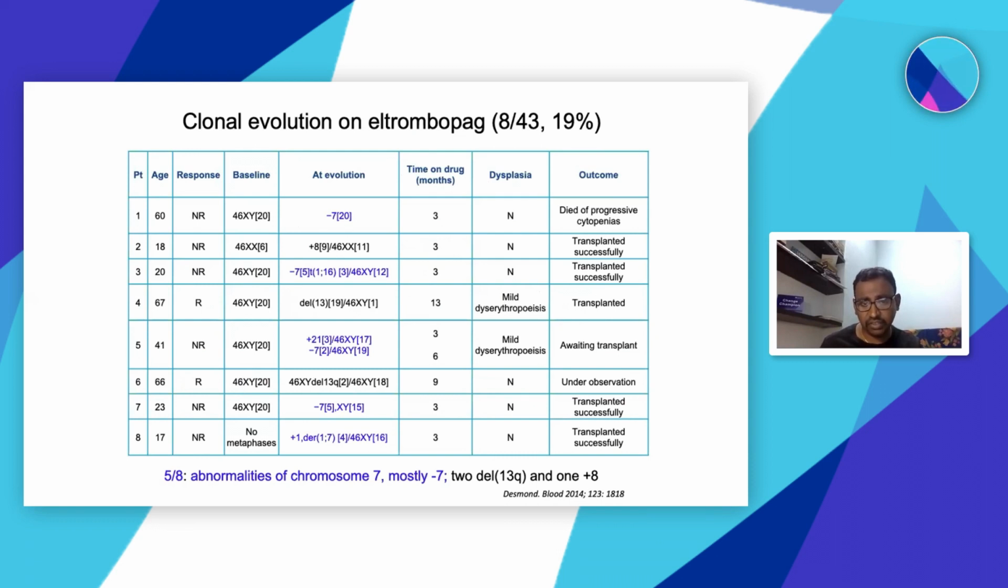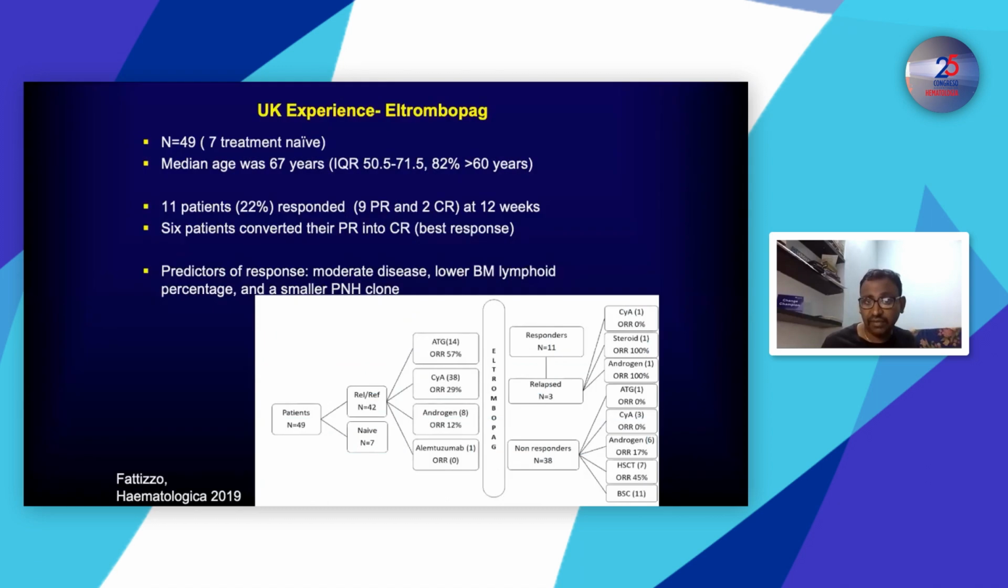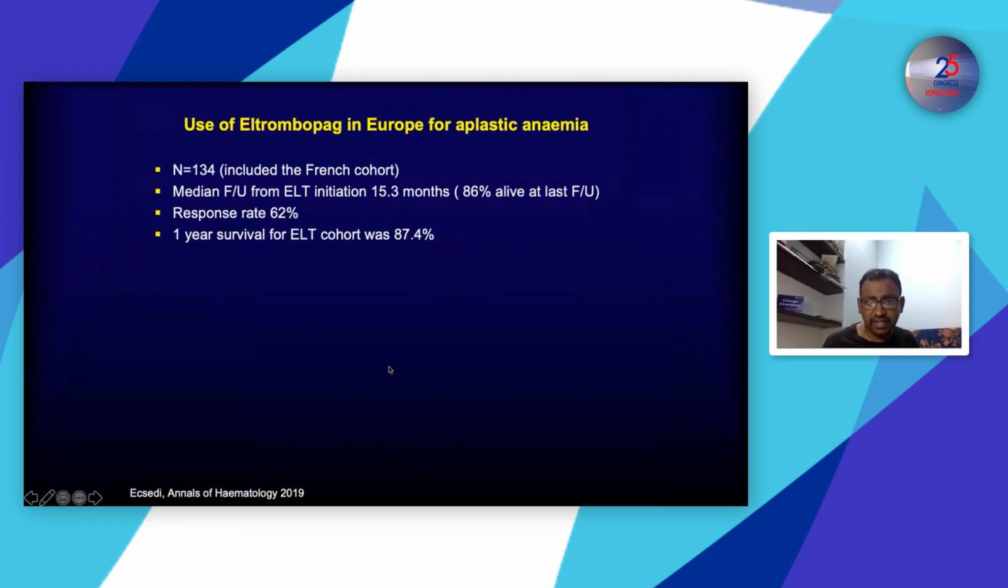But it was important to note that in view of this refractory relapse setting, chromosome 7 abnormalities were something we needed to be careful about. And when we looked at the UK real-world experience, the median age of this population was 67. Only 22% of patients in this older cohort responded to treatment, with some patients converting from PR to CR. And we showed some predictors of response.